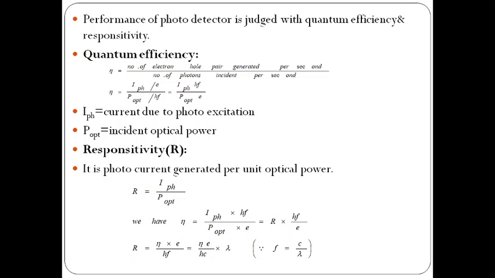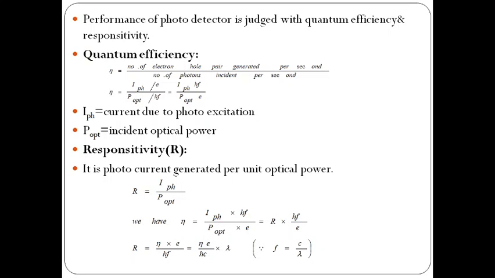So the amount of light that falls, that is the number of photons incident per second, determines the number of electron and hole pairs generated per second in the photodetector. So the quantum efficiency of a photodetector can be defined as the ratio of the number of electron and hole pairs generated per second in the photodetector to the number of photons incident per second on the photodetector.